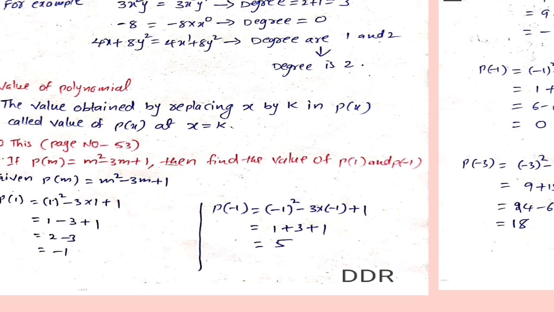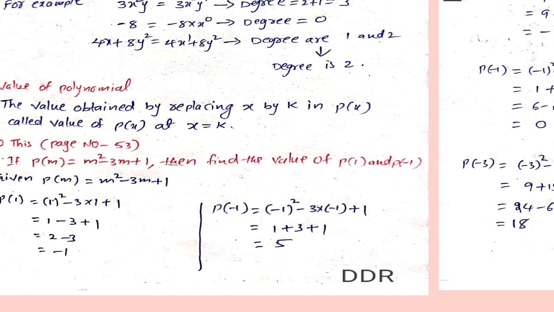So how to find the values? Just substitute m equals 1 in the given polynomial. So 1 square minus 3 into 1 plus 1. So 1 plus 1 is 2. First you add the positive numbers, then minus 3. So 2 minus 3, answer minus 1. So the value of the given polynomial is minus 1 at m equals 1.